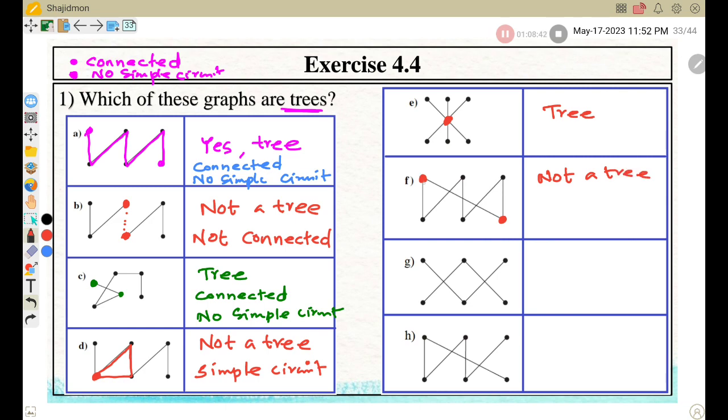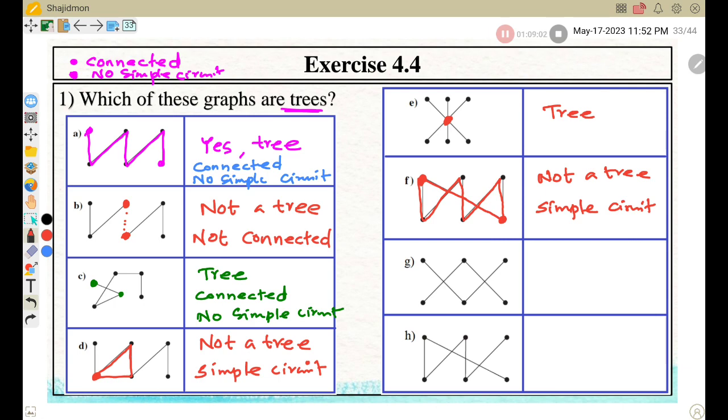Because you can see, starting from here, it is going here, going here, going here, going here, going here, and again coming to the same point. It is like a simple circuit, correct? So it is not a tree. We have a simple circuit there. So it is not a tree here.